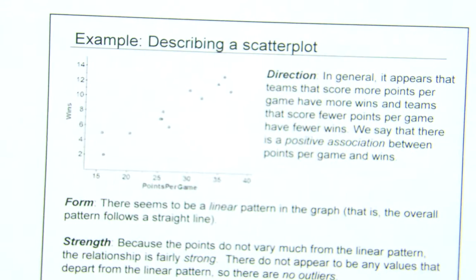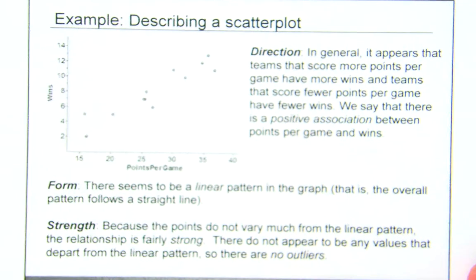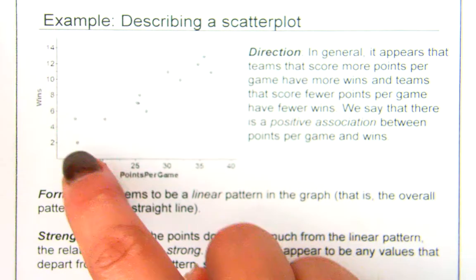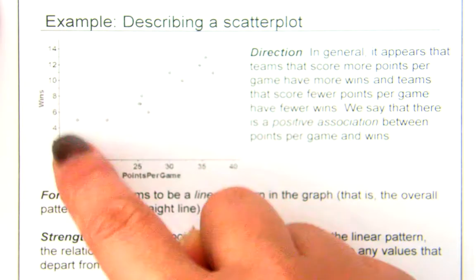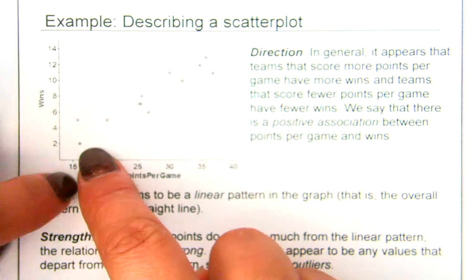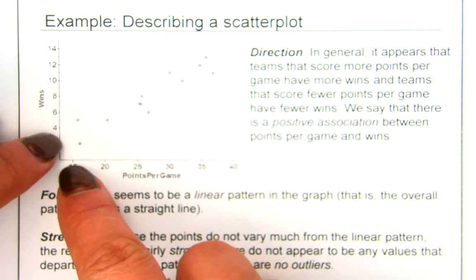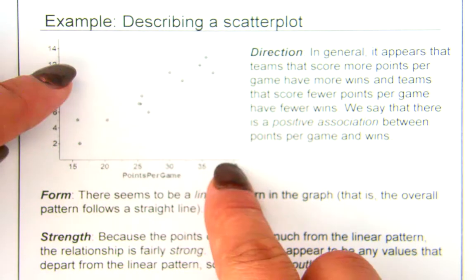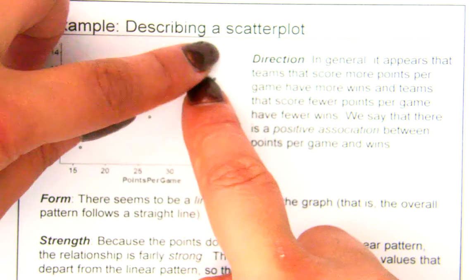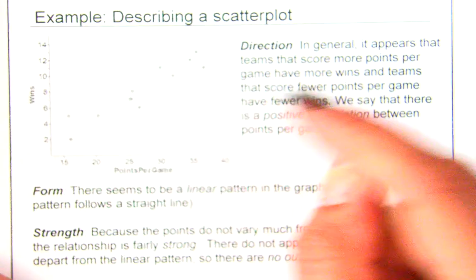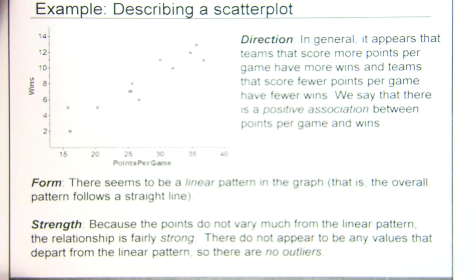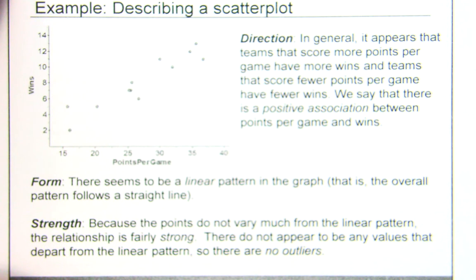Okay, so here's another one. Describing the scatter plot. So you have positive association, right? Because your low numbers here are associated with the low numbers here, and your high numbers here are associated with the high numbers here. So they're going in a positive direction. In general it appears that the teams that score more points per game have more wins. Teams that score fewer points per game have fewer wins. We say that there's a positive association between the points per game and the wins.